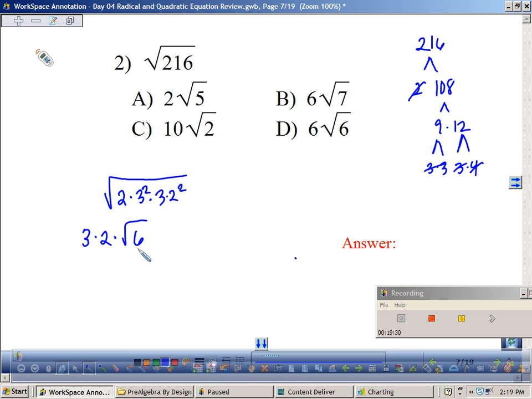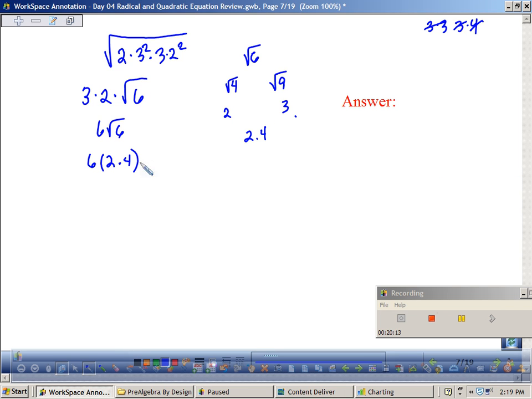What is the square root of 6? There isn't a nice square root of 6, so let's approximate. 6 is between 4 and 9, so the square root is between 2 and 3. So what would you guess? 2 point what? 2.4, I'm going to say. So what this is really saying is I have 3 times 2 is 6, root 6, right? Which is really 6 times 2.4.